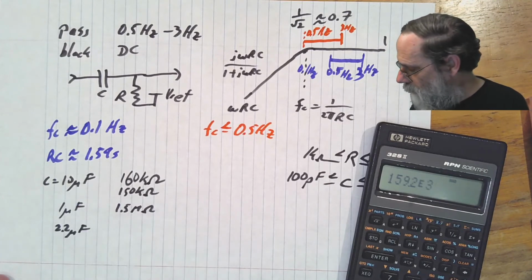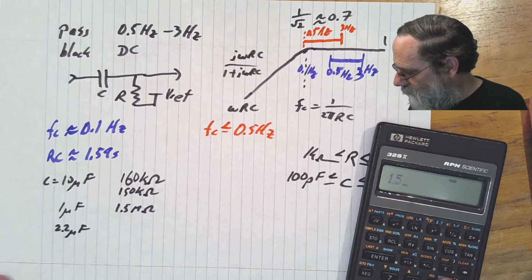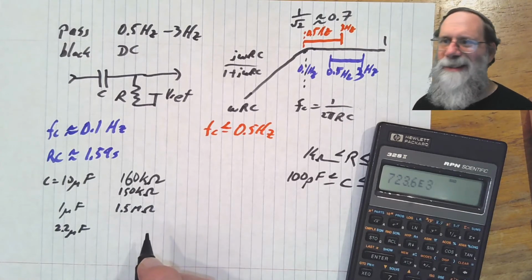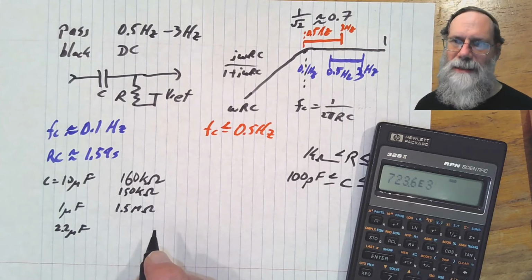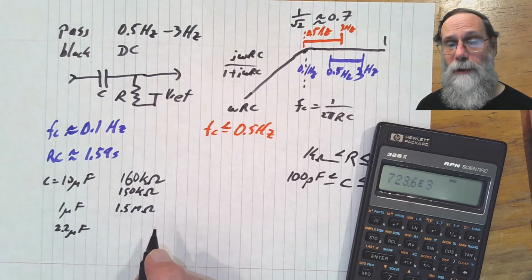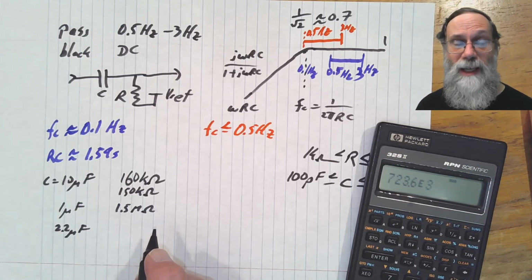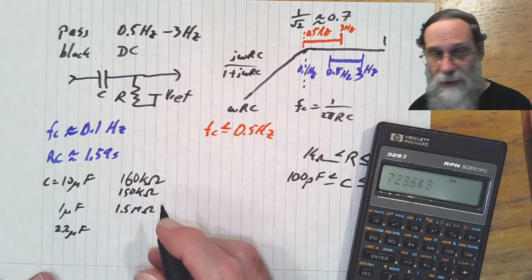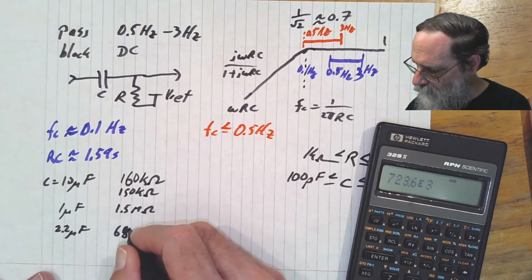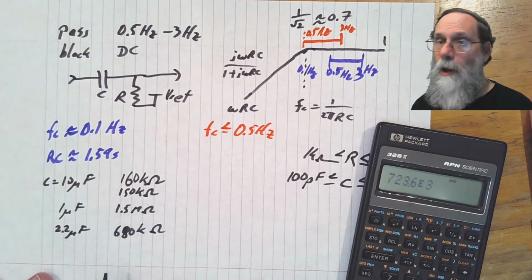What would that be? So I take the 1.592 seconds and 2.2 microfarads, do the division, and I get 723 kilo ohms. That's not a really standard value. I could go up to 750 on the E24 series or down to 680 on the E12 series. I think 680K, stick with the E12 series, would work pretty well.